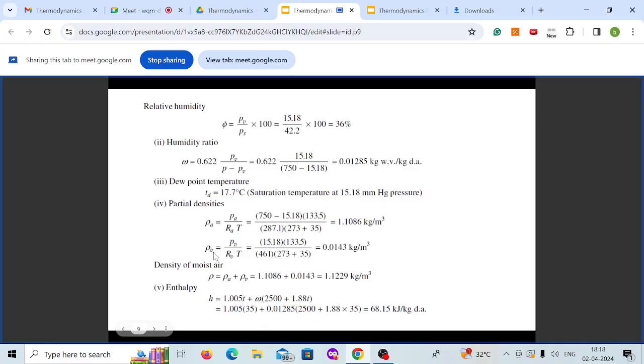Next is to find out the water vapor density. For water vapor density, similarly, you have calculated the partial pressure of water vapor. So rho V equals PV divided by RV into T. Pressure is 15.18 into 133.5, your gas constant is 461, and your temperature is 273 plus 35. It will give you 0.0143 kg per meter cube.